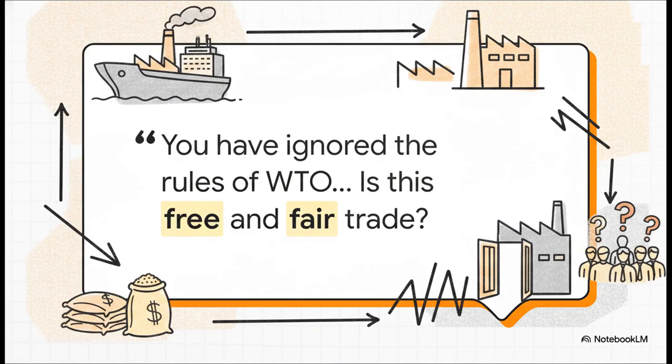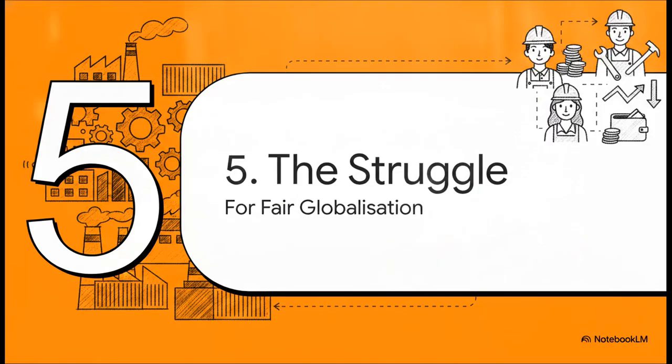And this brings us to a really major global debate highlighted in the chapter. Developing countries are quick to point out that while they're basically forced to open their markets and tear down their barriers, developed nations often just continue to heavily subsidize their own farmers. So developing nations are rightly asking, is this actually free and fair trade? It perfectly encapsulates this intense, ongoing debate regarding the uneven balance of global power and how trade rules are truly enforced. And that brings us to our final piece of the puzzle, Section 5, the struggle for fairness.